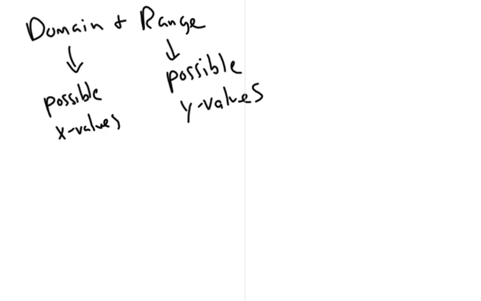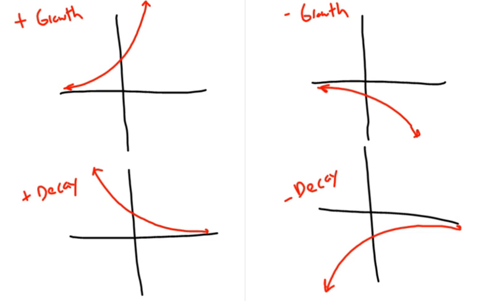Alright, now that's transformations. Now we're going to look at domain and range. If you recall, the domain is the possible x values, and the range is the possible y values. So let's go ahead and look at our 4 types of exponential graphs. We have positive growth, negative growth, positive decay, and negative decay. And we're just very quickly going to look at and examine the domain and range on each of these 4 types. So here we go.